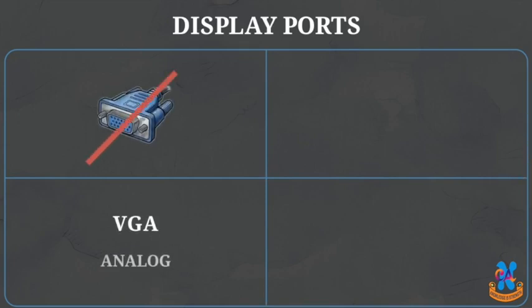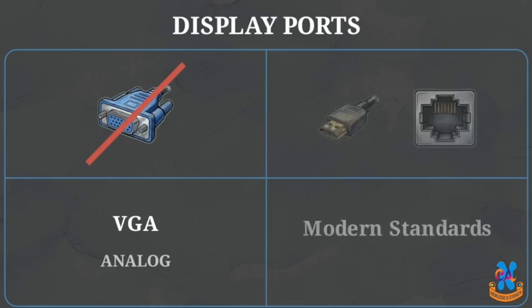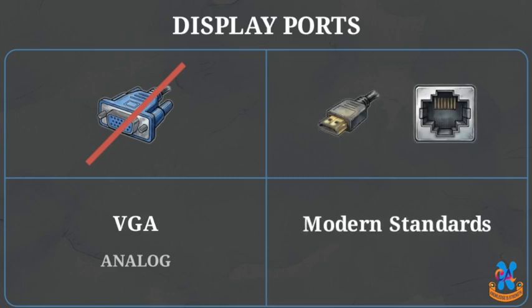The display matrix shows a strict technological divide. The older VGA connector is limited by an analog signal. Modern interfaces like HDMI and DisplayPort transmit high-definition digital signals, carrying both video and audio simultaneously.